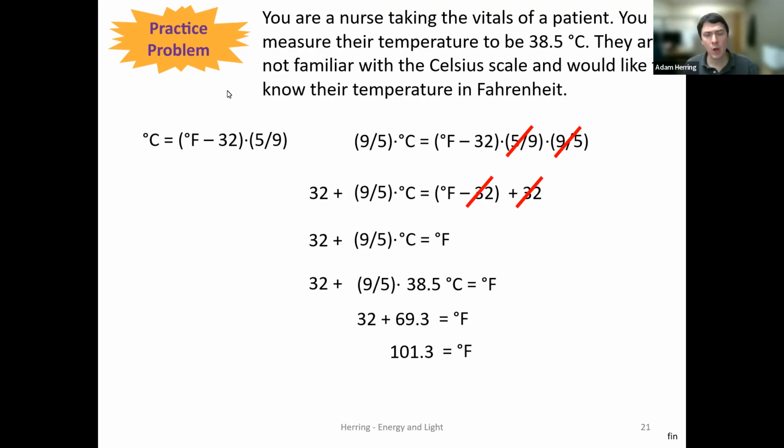Another way to solve this would be simply to plug in the value of degrees Celsius first, and then multiply by 9/5 and add the 32. So how I showed you here, I solved for degrees Fahrenheit and then plugged in the number. Another way would just be to plug in the number and then solve for degrees Fahrenheit.